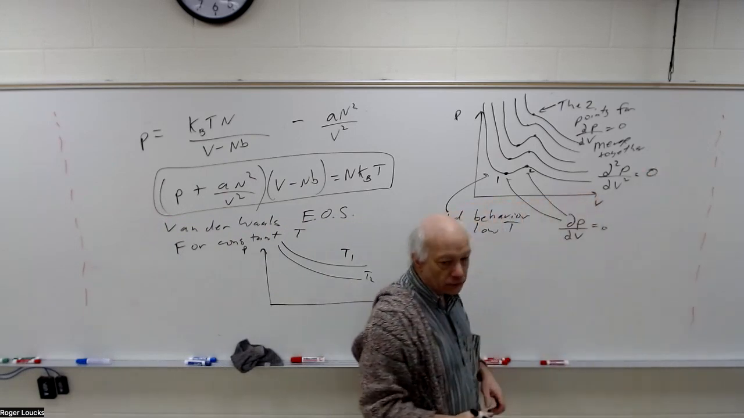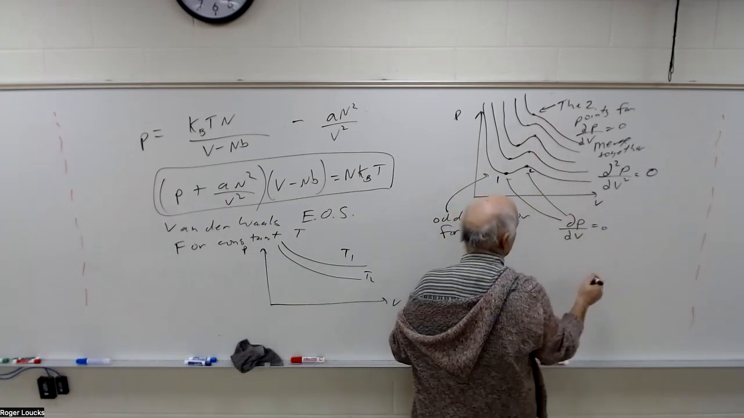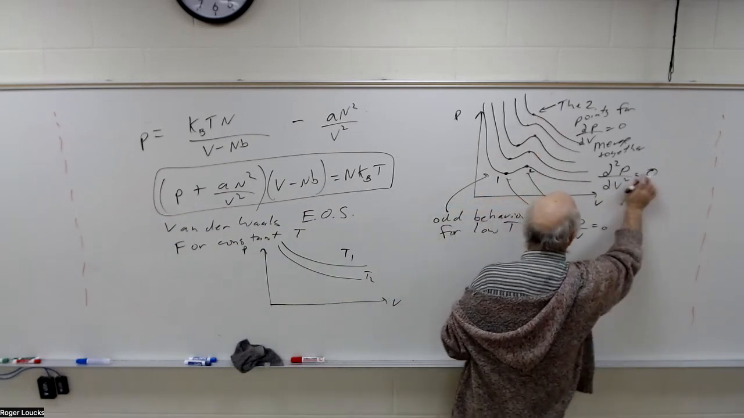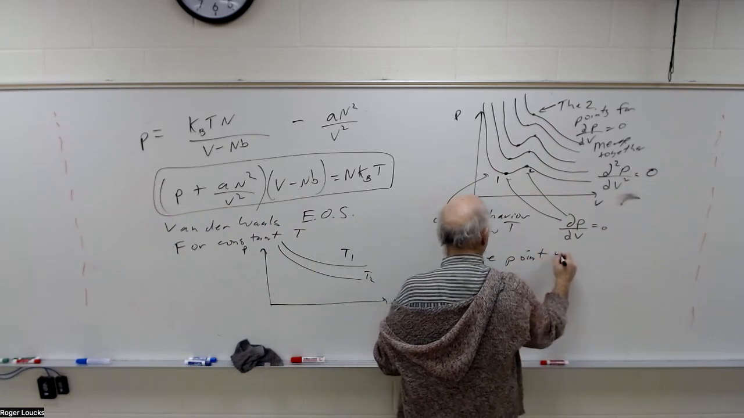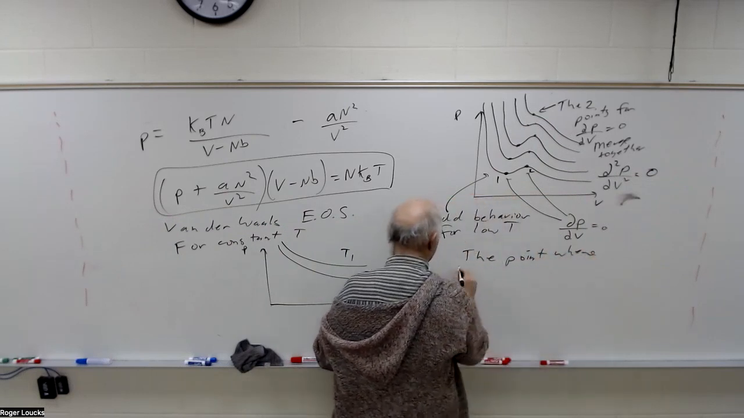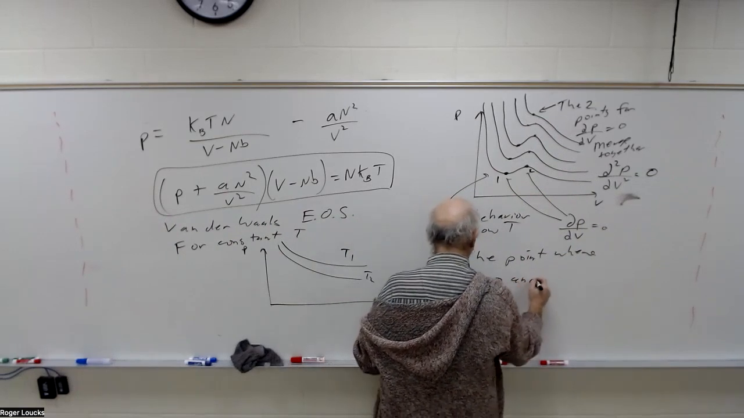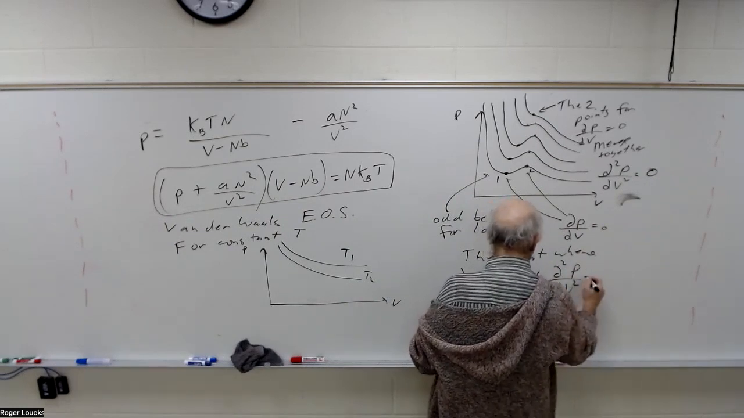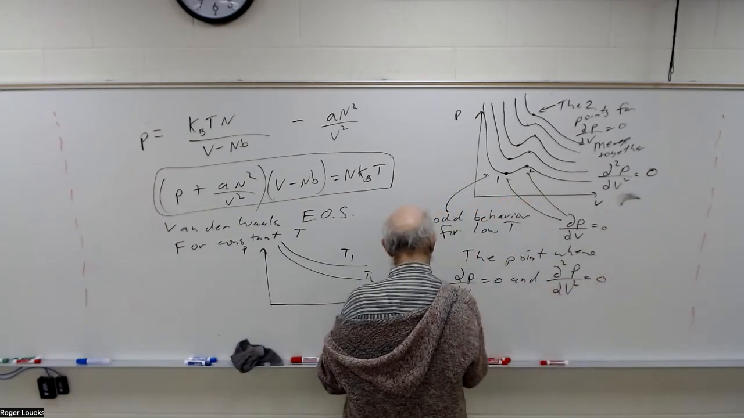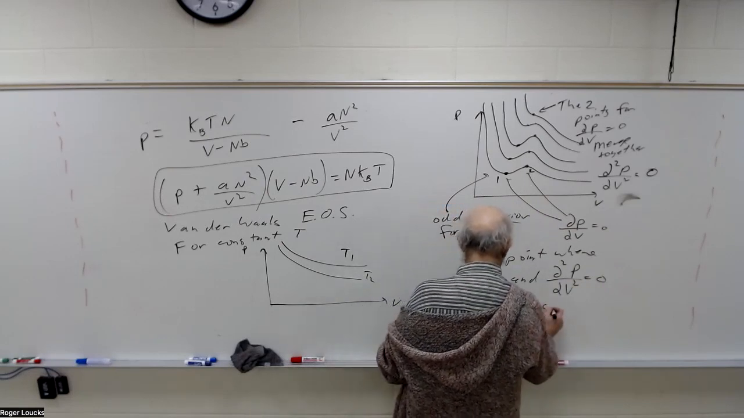Okay, this right here is called a critical point. So at this point here, this is called the critical point. This is the point where the first derivative equals 0 and the second derivative equals 0, called the critical point.